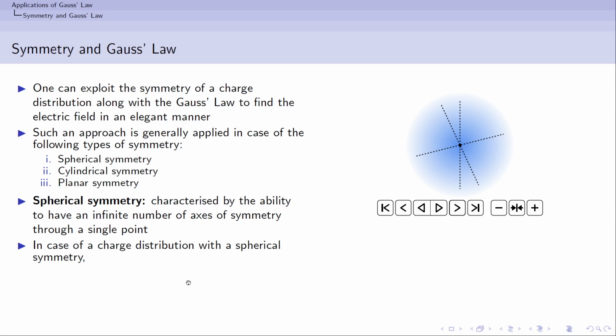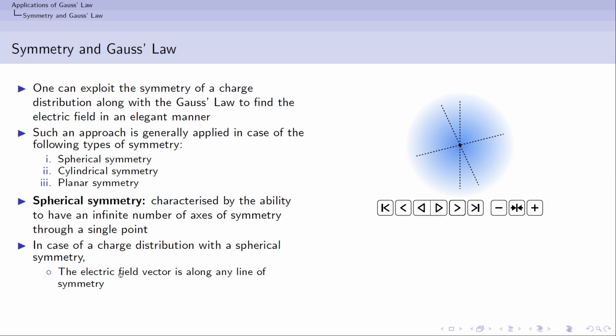In case of a charge distribution with a spherical symmetry, there are certain things that we need to keep in mind. The electric field vector will be along any line of symmetry. For instance, let's say I take this axis of symmetry. The line of symmetry will be perpendicular to this. That's how we have defined this. And we see that the line of symmetry itself is an axis of symmetry.